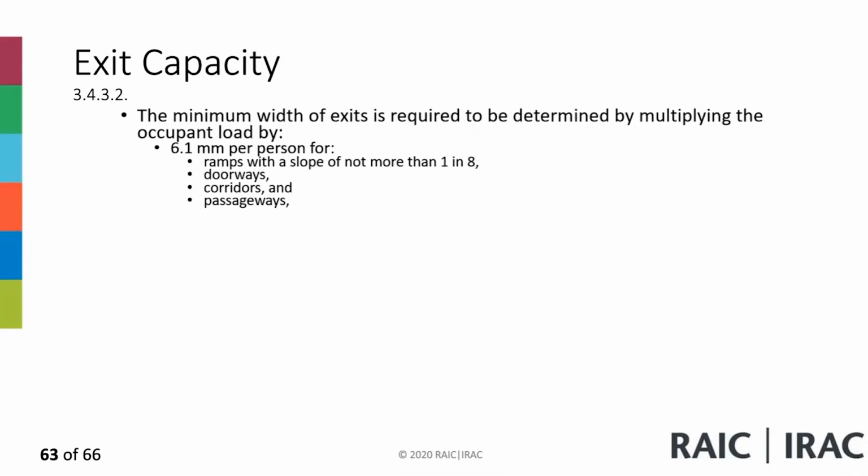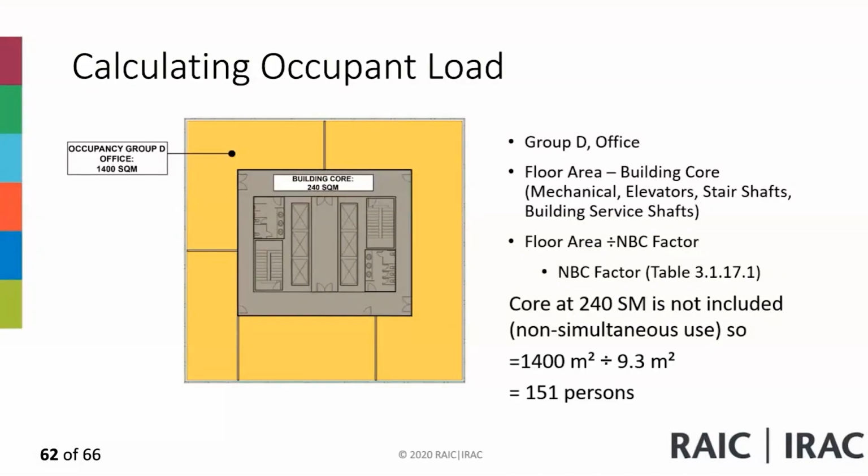Exit capacity: the minimum width of exits is required to be determined by multiplying the occupant load by 6.1 millimeters per person for ramps with a slope of not more than 1 in 8, doorways, corridors, and passageways. So now we have determined our occupant load. We've got 151 persons. Do we have enough exit capacity? What is the minimum exit width we need to have? We know that there is a specification for minimum exit width for the stairs and minimum door width required for exit doors.